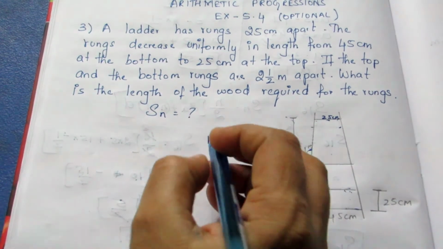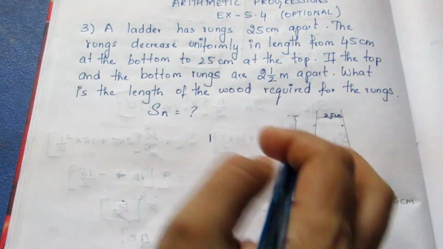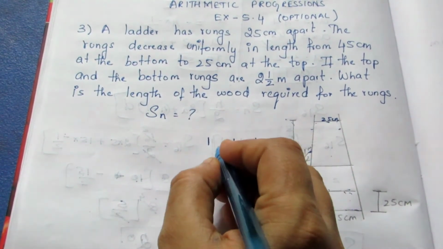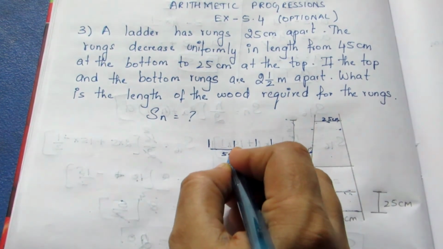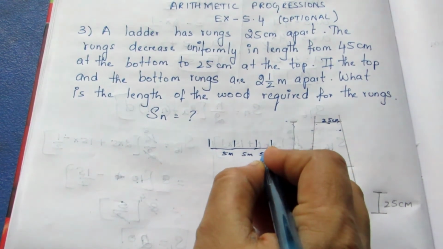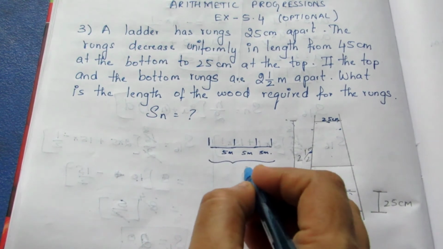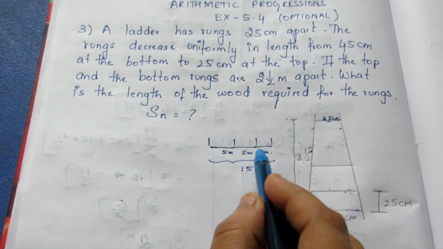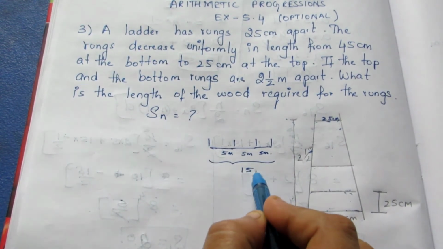Now let me ask you one question. This is my own question, not related to the question given here. Now there are 4 students sitting. I tell you there is a 5 meter distance between each student. What will be the total length? It is 15, because each student is seated 5 meter apart. The total length will be equal to 15 meter.